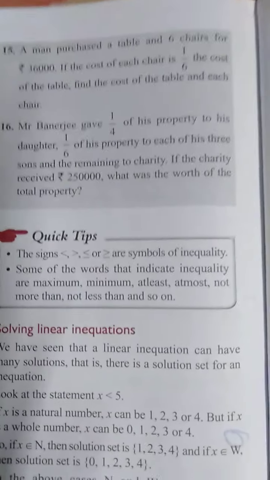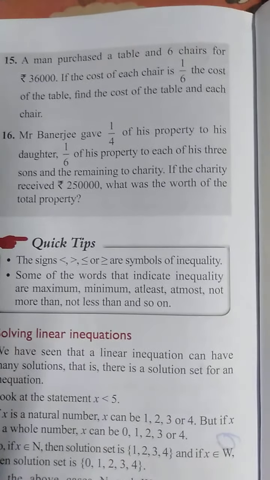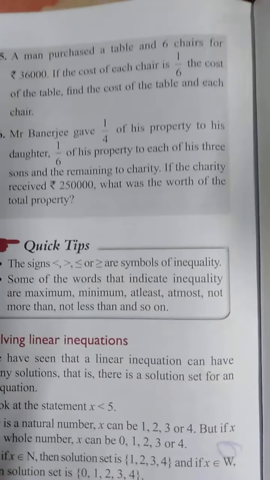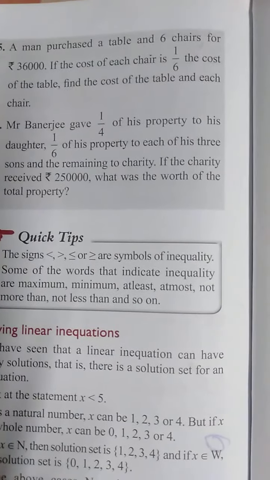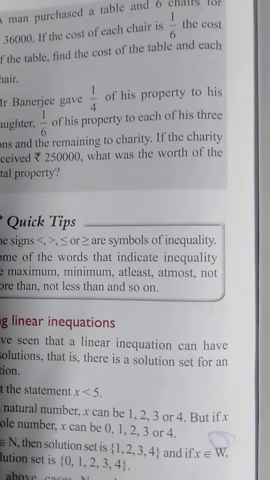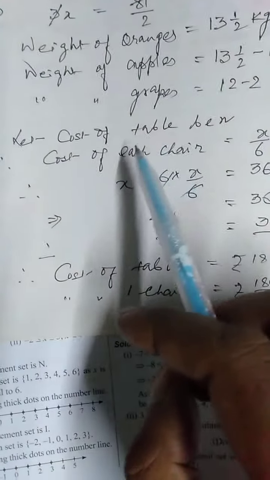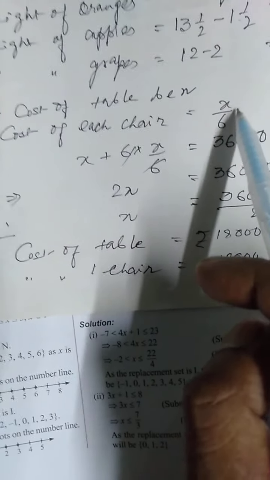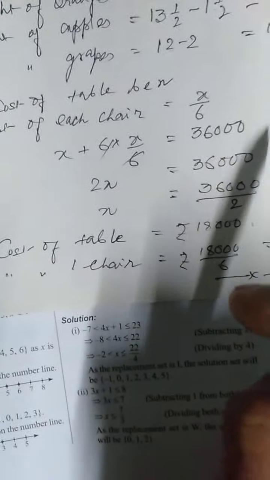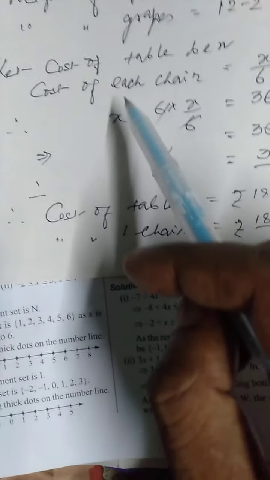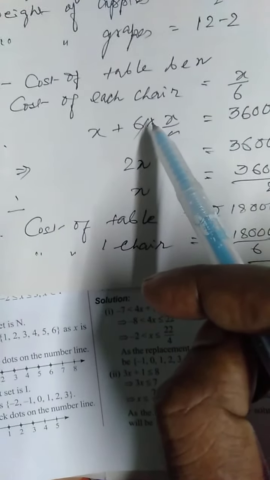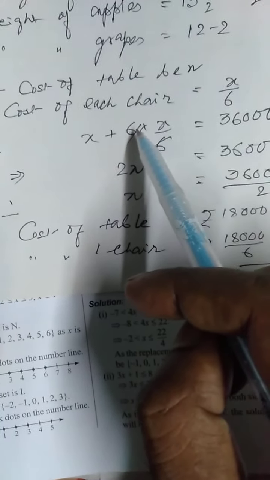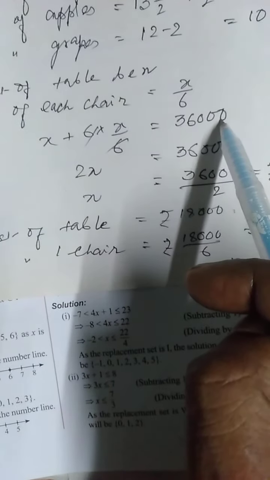Question number 15. A man purchased a table and 6 chairs for rupees 36,000. If the cost of each chair is 1/6 of the cost of the table, find the cost of the table and each chair. See, let the cost of the table be x. The cost of each chair is 1/6 of x, that is x by 6. Now the total cost is 36,000. So x, the cost of the table, plus 6 into the cost of a chair, because he purchased 6 chairs, that is 6 into x by 6, is equal to 36,000.